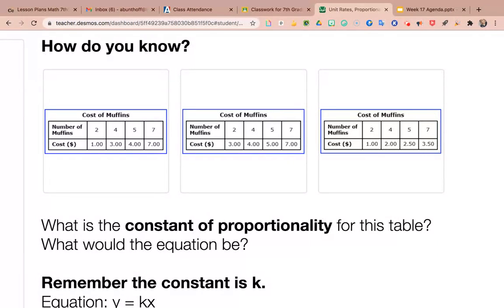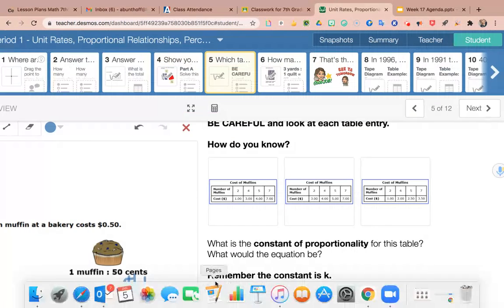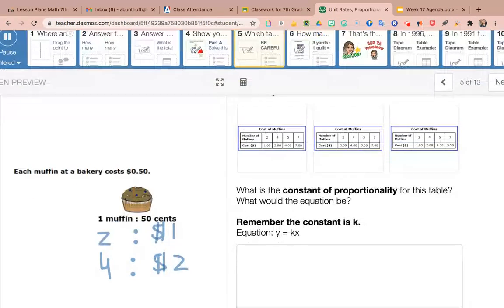You gotta look at not just the first spot because these both have 2 for $1. So you gotta look at another spot. I'll let you pick the one that matches correctly.